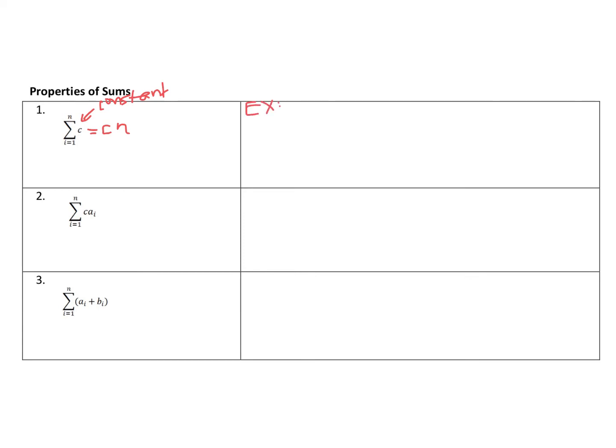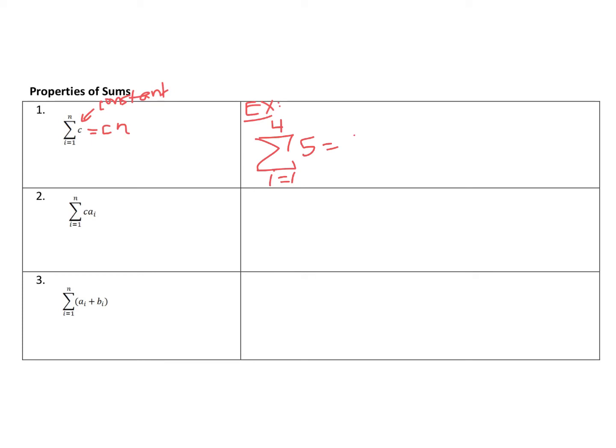So for example, if we have the sum, we'll draw that a little bit better, from I equals 1 to 4 of 5. There's two ways to do this problem. I'll show you both. The first way is you write out all the terms and then add them up. So you'll notice I have nothing to put in 1, 2.